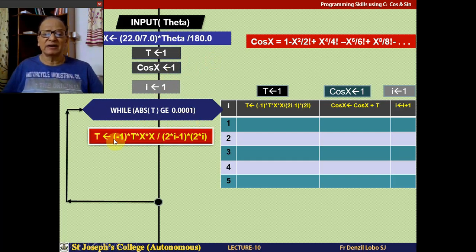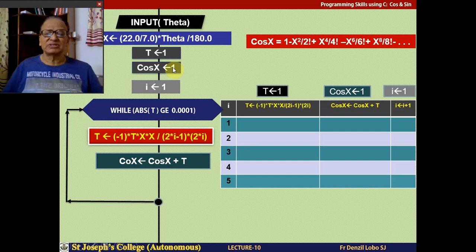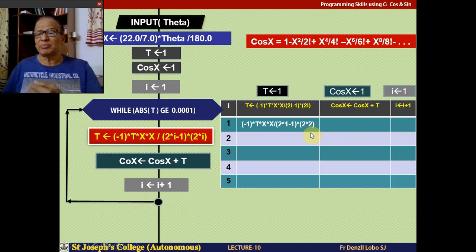So t is equal to minus 1 into, we have got the formula earlier. So that formula is used here, and then I add to cos x. The first term is here. I have generated the second term. I add. I go on doing it as long as the absolute value of the term generated is greater than or equal to 0.001, and you come out of the loop, and then you increment I, and with that we come to this chart.